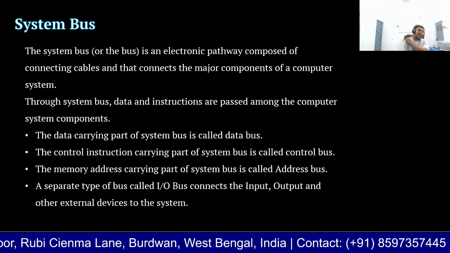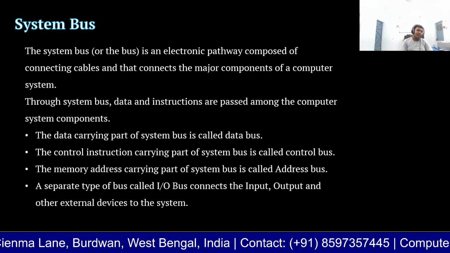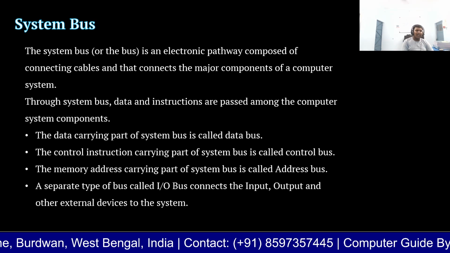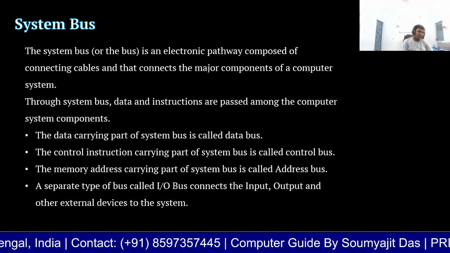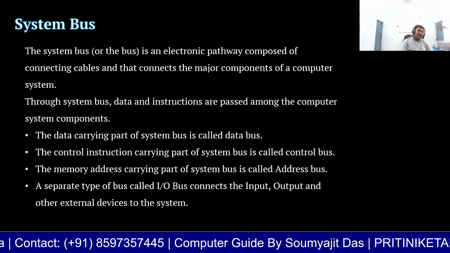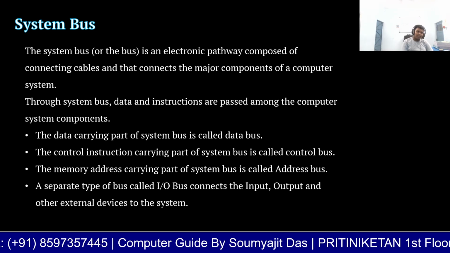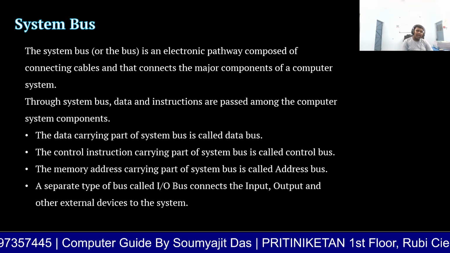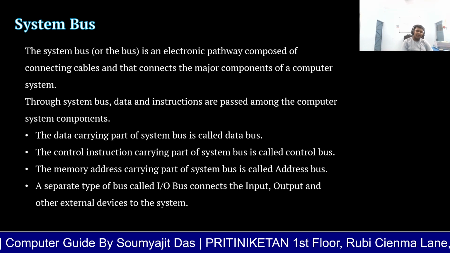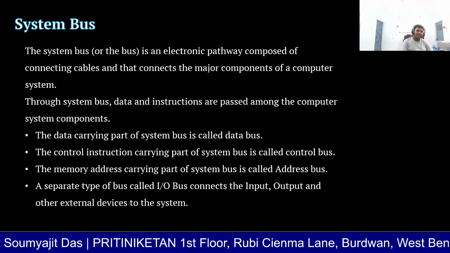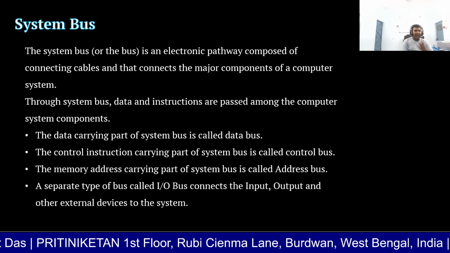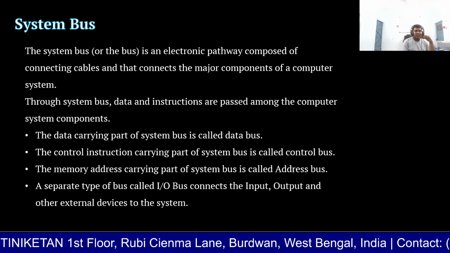Through the system bus, data and instructions are passed among the computer system. The data carrying part of the system bus is called the data bus. The control instruction carrying part is called the control bus. The memory address carrying part is called the address bus. A separate type of bus called the I/O bus connects the input and output and other external devices to the system.